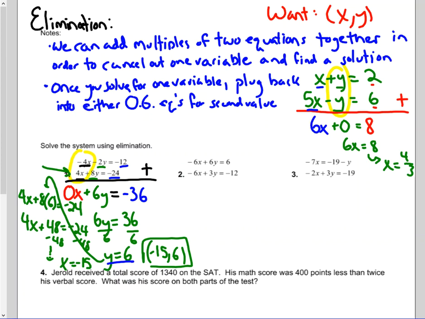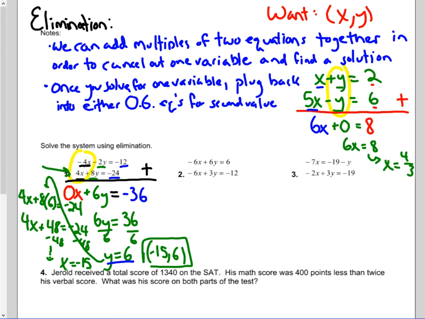Okay, if you wanted to check this, we could plug negative 15 and 6 back in for x and y in that second equation, or the first one. Probably the second one, since we just used that first equation, we would plug into the second one. But for the sake of time, let's move on.